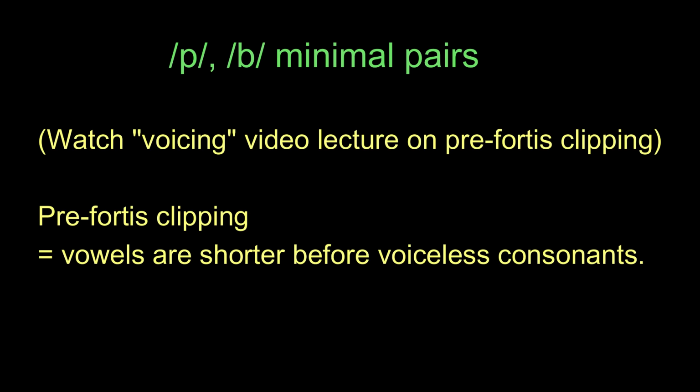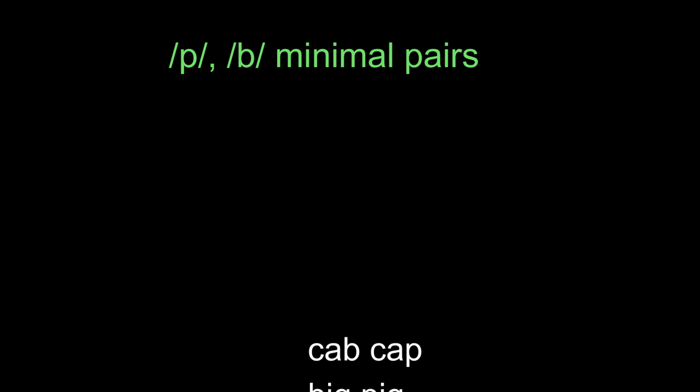Pa, ba minimal pairs. These are minimal pairs for pa and ba. Notice the differences in vowel lengths between words when p and b come at the end of the words. As we learned in the section on voicing, due to prefortis clipping, vowels are shorter before voiceless consonants.